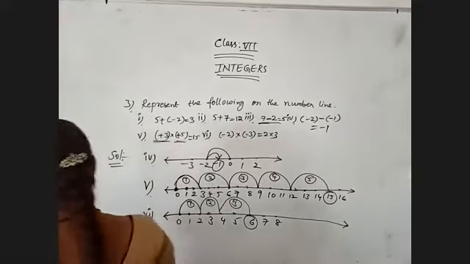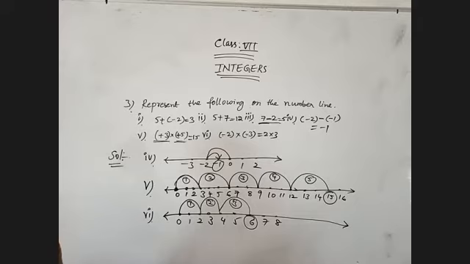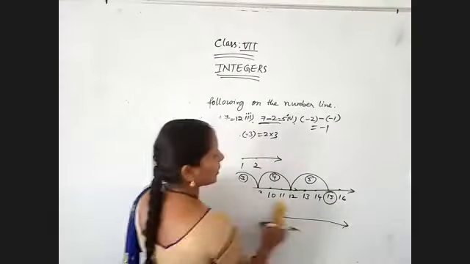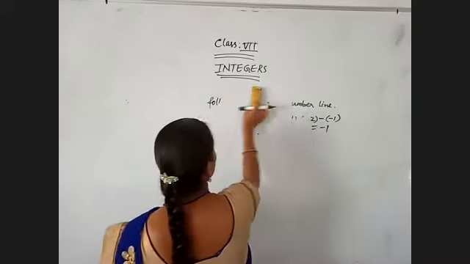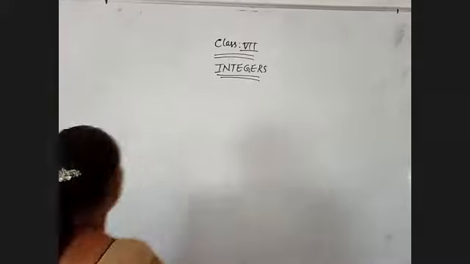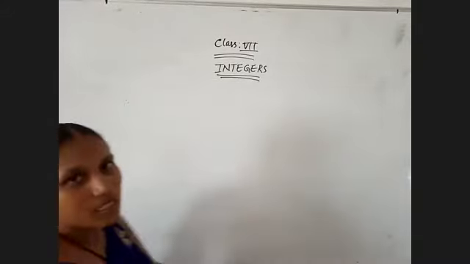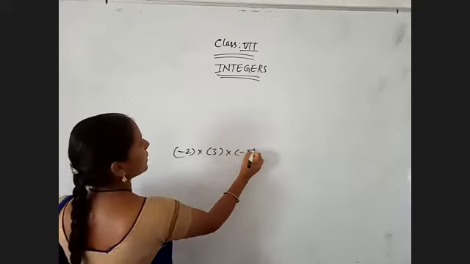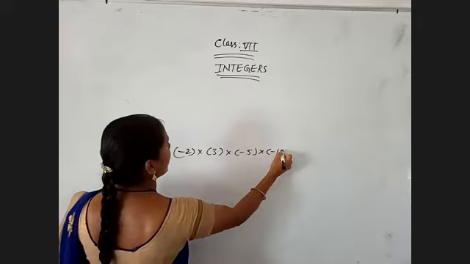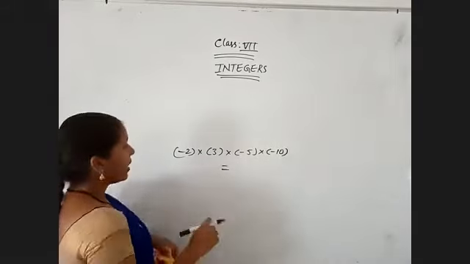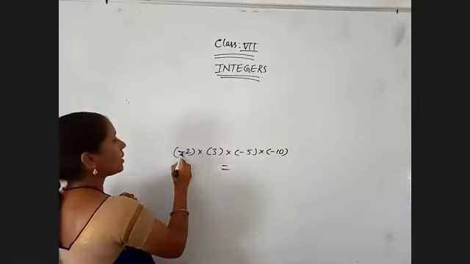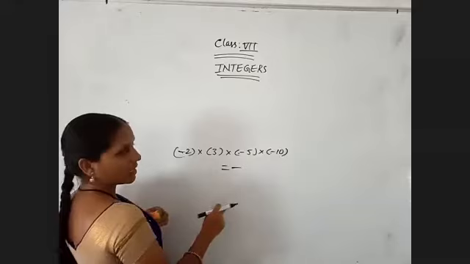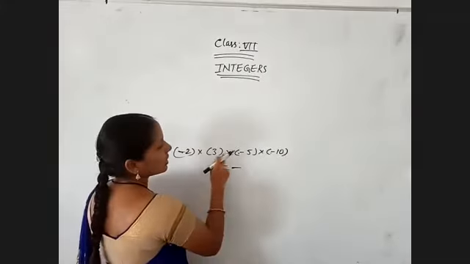Now coming to the next topic. Multiplication. When we are multiplying negative integers and the minus is repeated an even number of times, we will get a positive integer. And if the minus is repeated an odd number of times, we will get the result as a negative integer. So if I have minus 2 into 3 into minus 5 into minus 5, like this I have 4 integers. And also here, how many times is minus there? 1, 2, 3, that is an odd number of times. So my answer will be negative. Minus into minus is plus, plus into minus is minus. So minus. Now, 2 times 3 is 6.